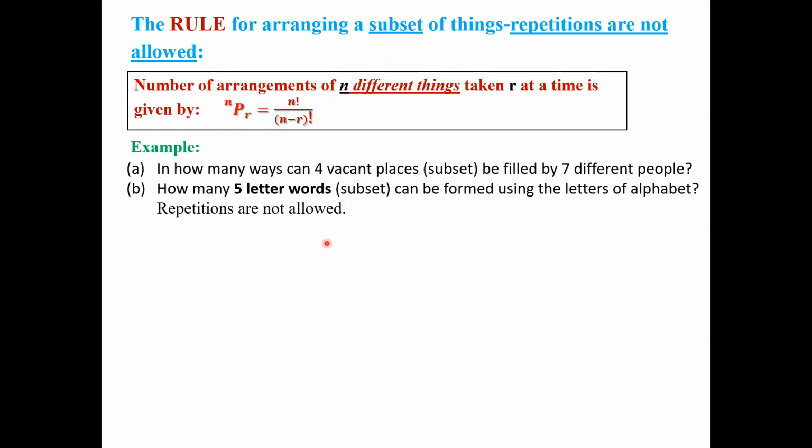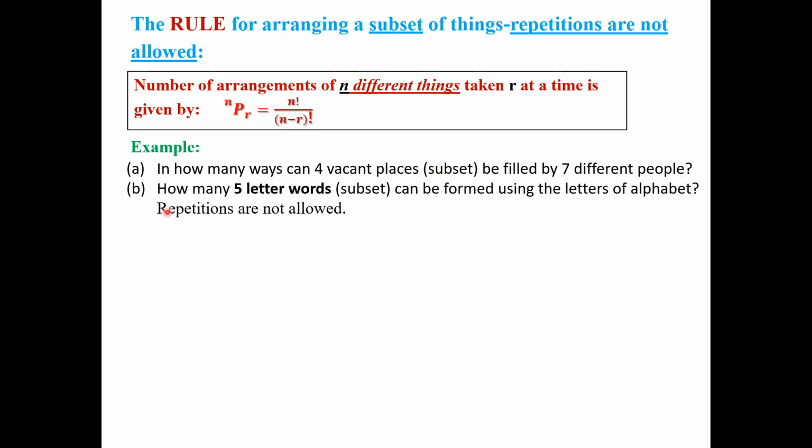Let us look at this example so that we understand better what the rule says. But in solving these problems, I'm not directly going to apply the rule. I'm going to use another approach so that we come to verify the rule itself. In A, it says: in how many ways can 4 vacant places be filled by 7 different people? That is the question we are supposed to answer.